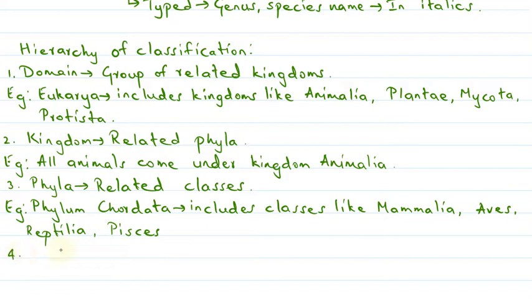So after phylum, the next level of classification is class, that includes a group of related orders. Here also we will be taking an example.